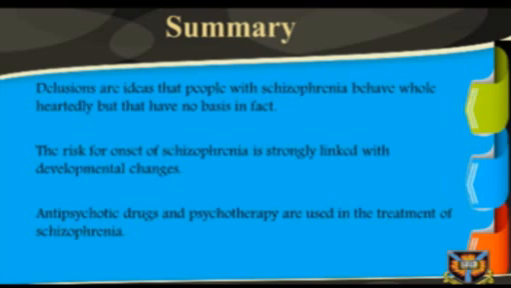Delusions are ideas that people with schizophrenia hold wholeheartedly but have no basis in fact. There are 5 kinds of delusion: delusion of grandeur, delusion of control, delusion of reference, delusion of persecution, and somatic delusions. Hallucinations are the perceptual signs of psychosis. Children are diagnosed with schizophrenia, but this is very rare. The risk for onset of schizophrenia is strongly linked with developmental changes. Antipsychotic drugs and psychotherapy are used in the treatment of schizophrenia.